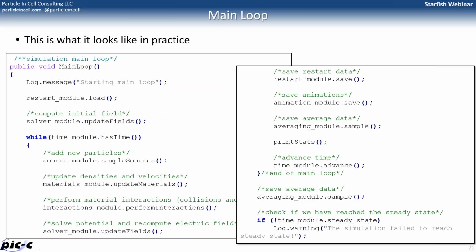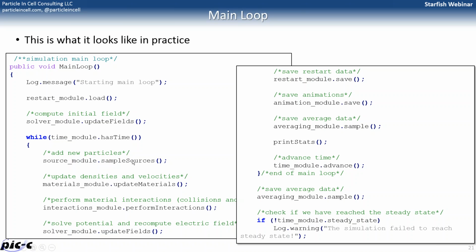Okay. So in practice, this is actually what it looks like. This is the actual main loop. We start out by printing this message to the screen, and then we restart. We load the restart data from the restart module, and then we compute the initial field. Then I'm using the time module, which has a function called hasTime, and this will be true as long as there are more time steps to be run. So once the simulation finishes, this will return false.